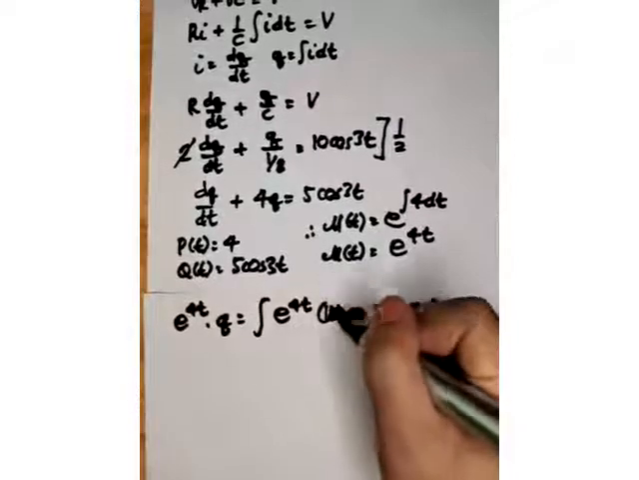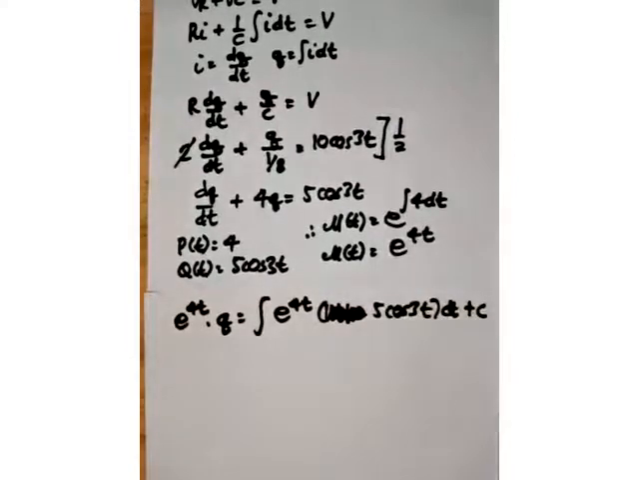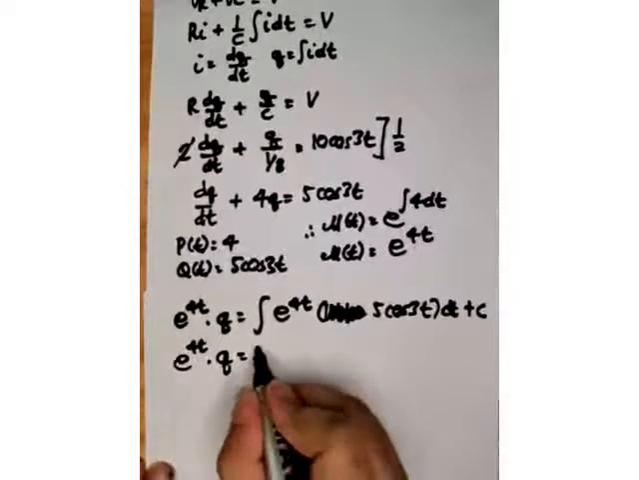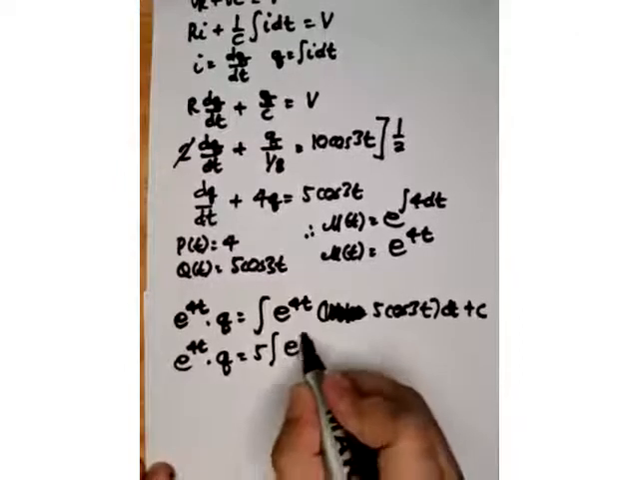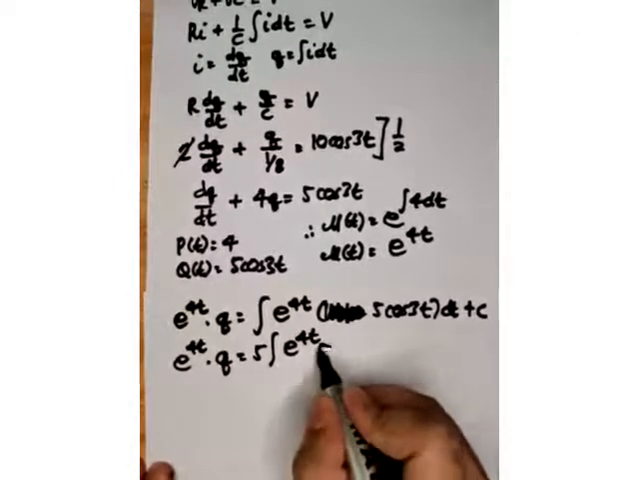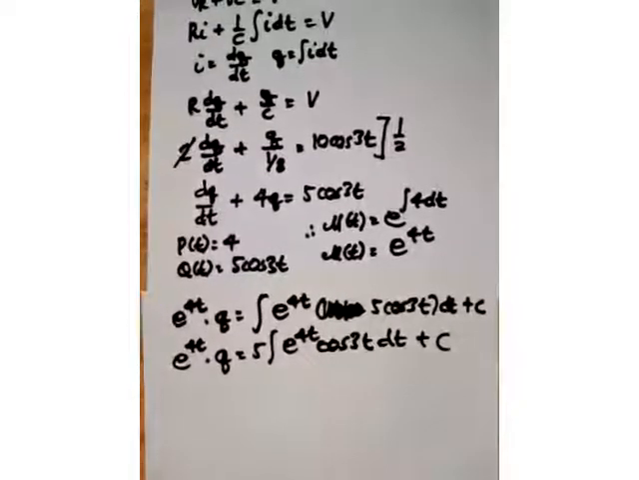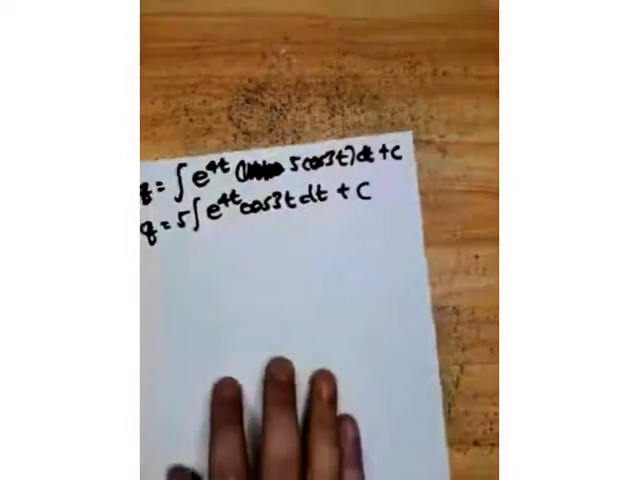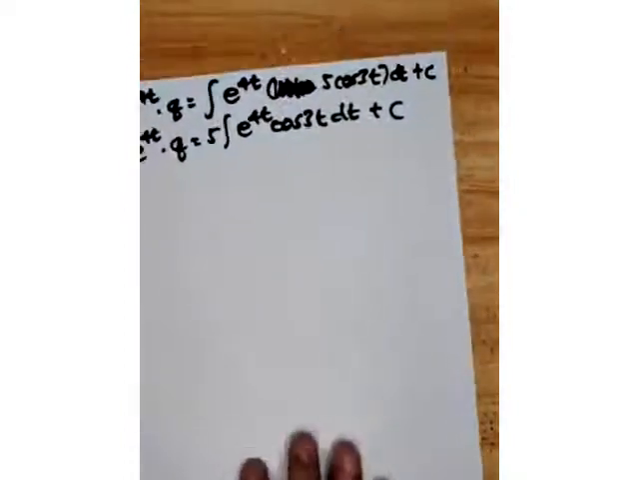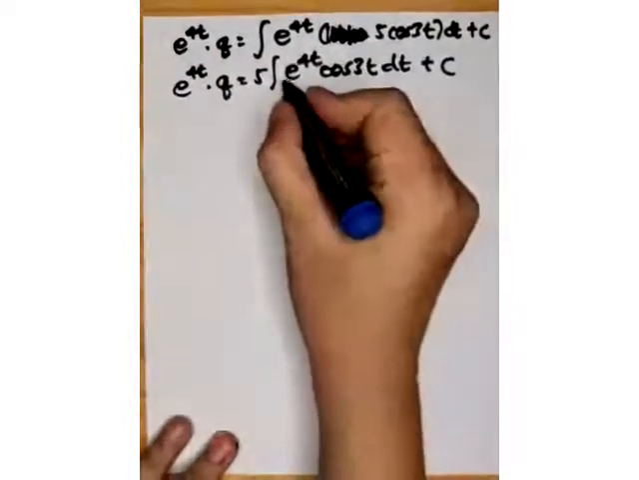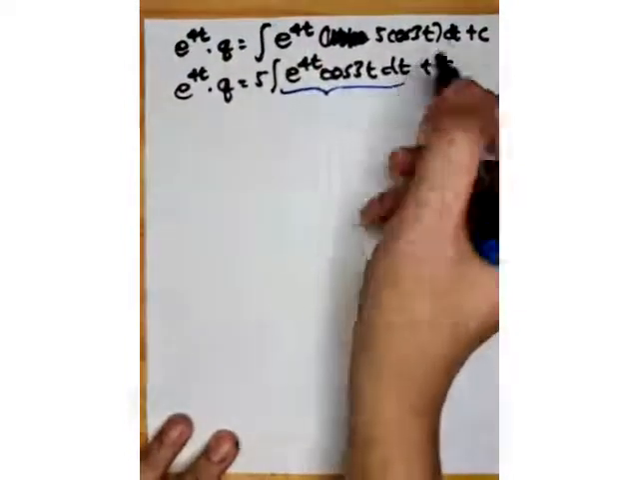Ayan. Okay, class. So we will have e raised to 4t times q is equal to 5 times the integral of e raised to 4t cosine 3t dt plus C. Okay, pagdating dito, wala tayong choice kung hindi mag-by parts. Ayan. Okay, kung magba-by parts tayo, so applyan natin siya ng LIATE. Mga tatandaan nyo pa ba? So itong part na to, pag i-integrate natin, iba-by parts natin.